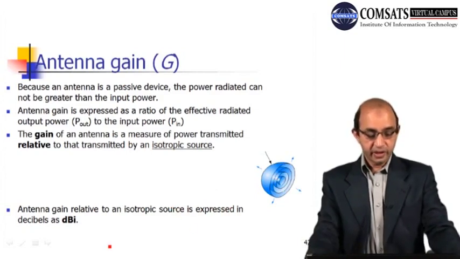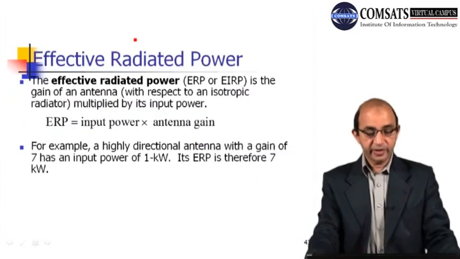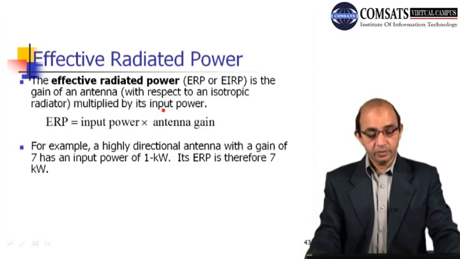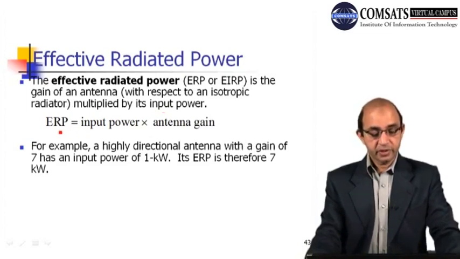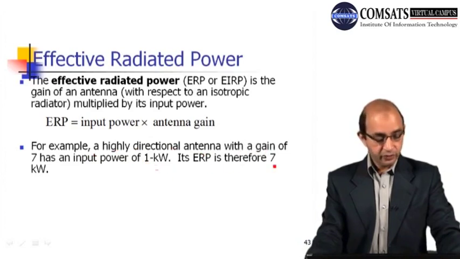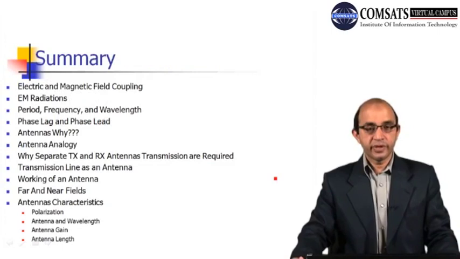The gain is mentioned in dBs, decibels. The effective radiated power, or EIRP, is the gain of an antenna with respect to an isotropic radiator multiplied by its input power. So the equation is ERP, effective radiated power, equals input power times antenna gain. A highly directional antenna with a gain of 7 and an input power of 1 kilowatt has an ERP of 7 kilowatts.